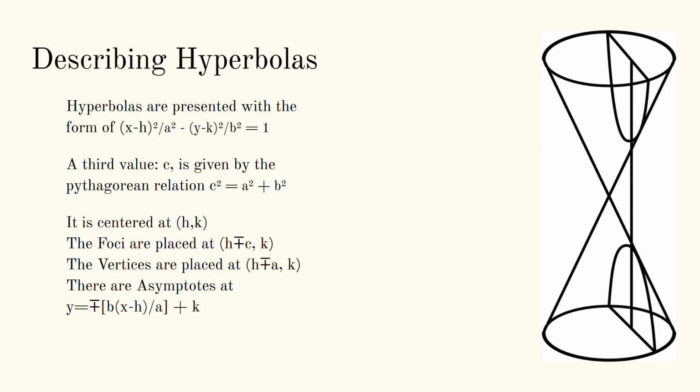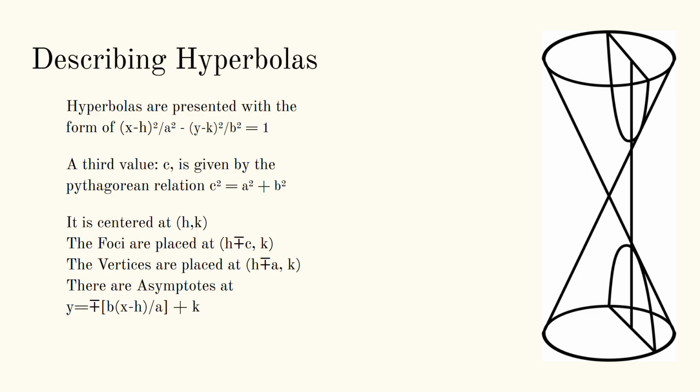If you want a hyperbola that opens upwards and downwards, this would be a hyperbola where y is the positive term and x is the negative term, and the foci would be described in terms of k and b, such that h, k plus or minus c is where the foci are on a vertical hyperbola, and h, k plus or minus b describes its vertices.